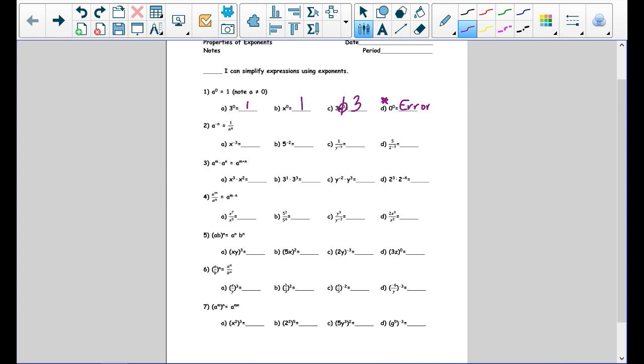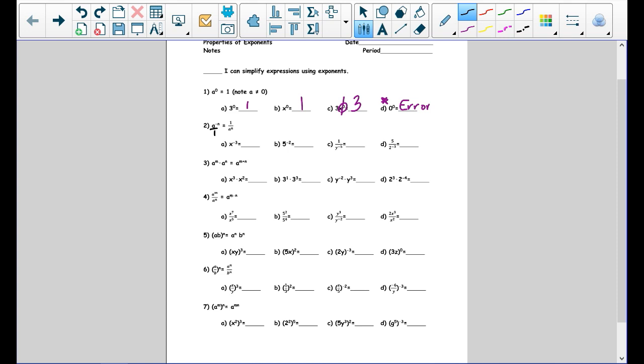Alright, so rule number 2, negative exponents. If we have negative exponents, basically you're moving it in the fraction. So if it's a whole number, remember, it's always over 1, so I'm going to move it in the fraction to the bottom, if it's in the top. If it's in the bottom, I'm going to move it to the top. And that exponent then becomes positive.